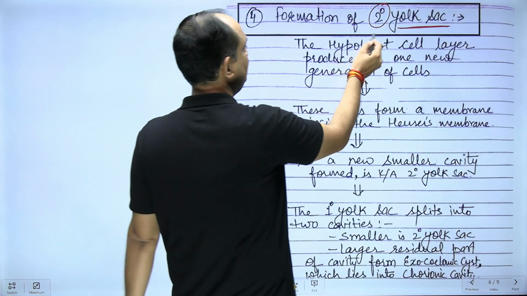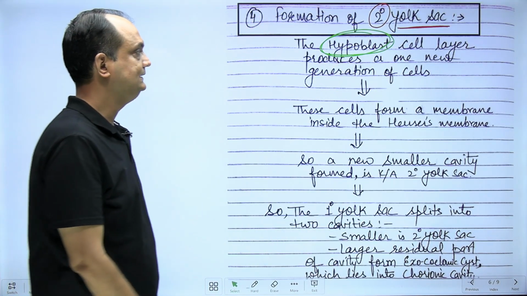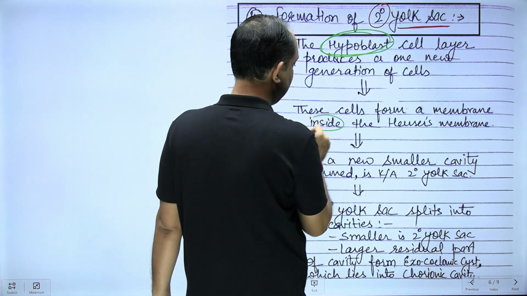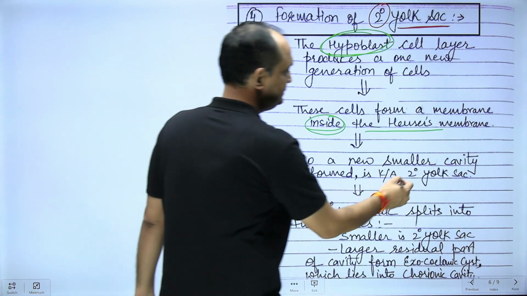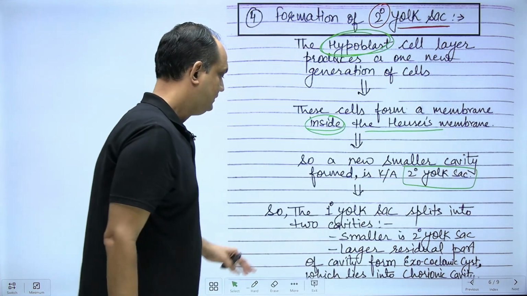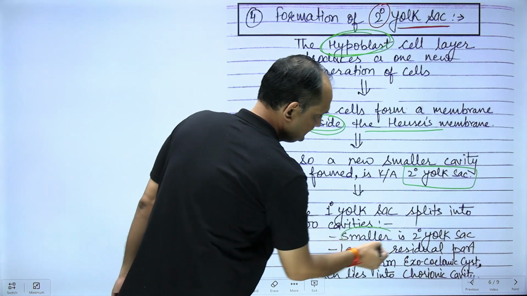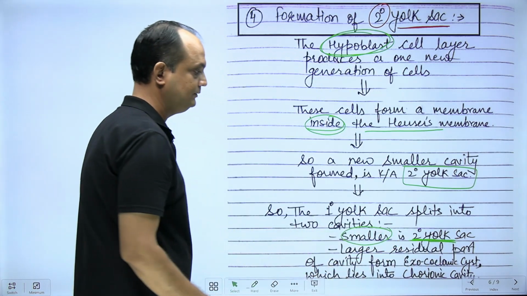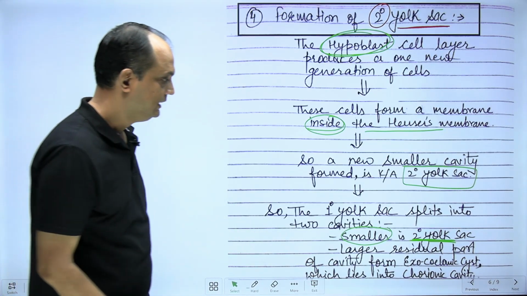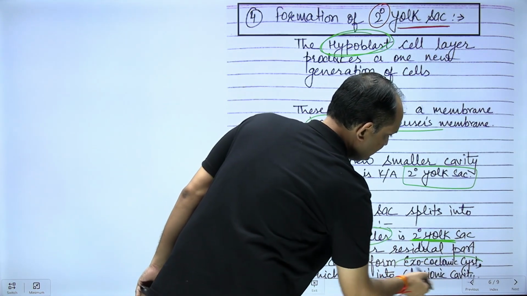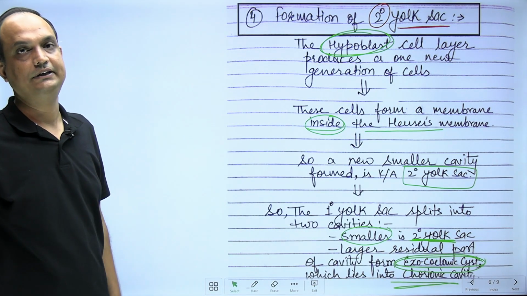So first the hypoblast cell layer will produce a new layer of cells, and these new cells lie inside the Heuser's membrane and they will create a very small cavity which is known as secondary yolk sac. So the primary yolk sac also has two parts. One, I told you, a smaller one is the secondary yolk sac, and the larger portion or the residual part of the primary yolk sac which has been pinched off is known as exocoelomic cyst, and this cyst is present in the chorionic cavity. Clear?